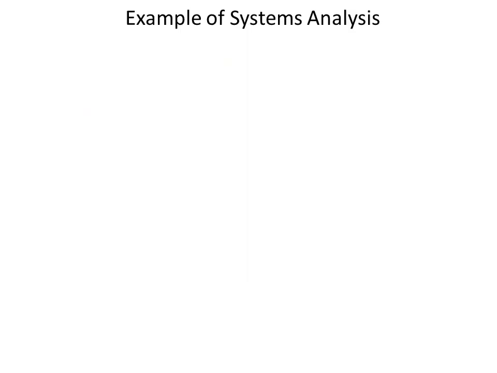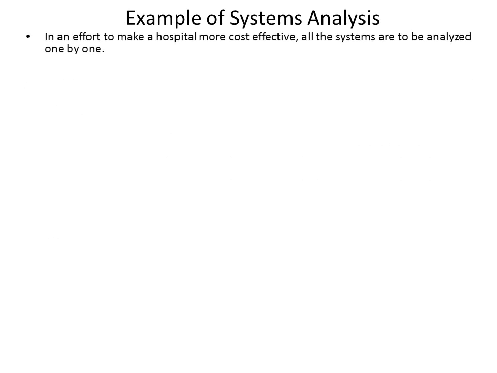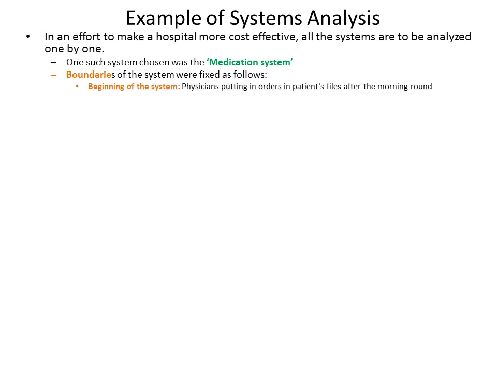A hypothetical example of system analysis is given. A hospital is to be made more cost effective. Hence, all the systems are to be analyzed one by one. One such system was chosen as medication system. The boundaries of the systems have to be fixed. The beginning of the system is when the physicians put in the drug orders in the patient's file after their morning round, and the ending of the system was determined to be handing over by the night shift nurses to the next morning shift nurses before the morning round begins again.